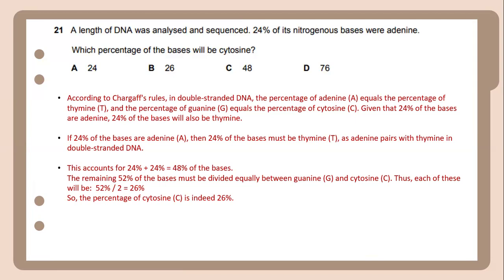So this accounts for 24% plus 24%, which gives a value of 48% of the bases. And the remaining 52% of the bases must be divided equally between guanine and cytosine. Thus, each of these will be 52% divided by 2, which gives the value of 26%. So the percentage of cytosine is indeed 26%.